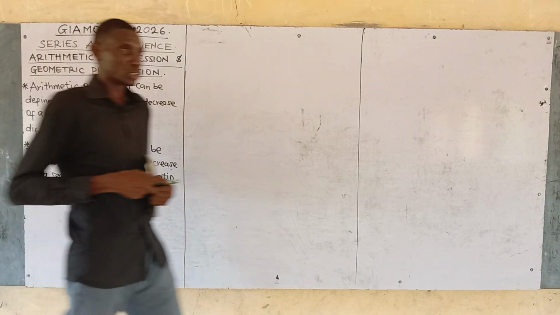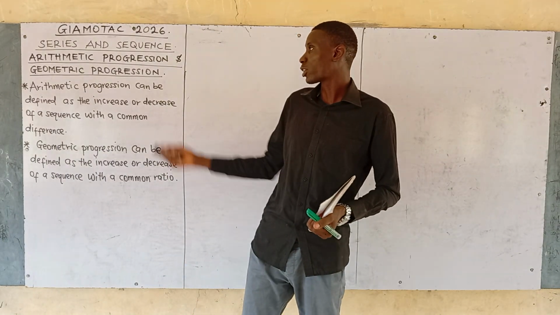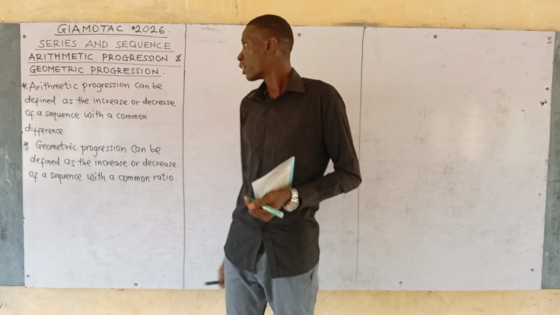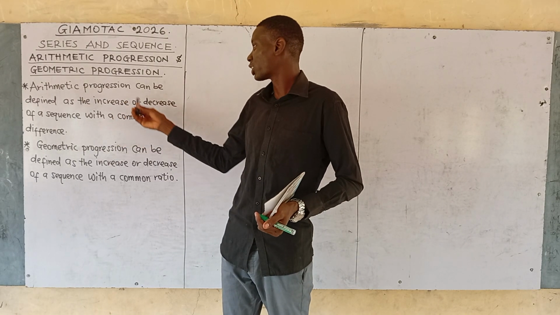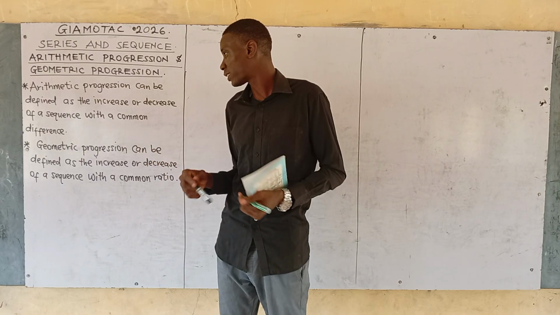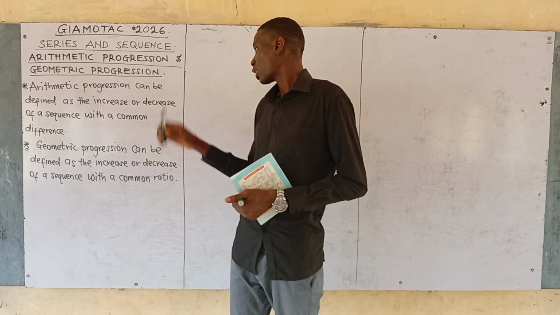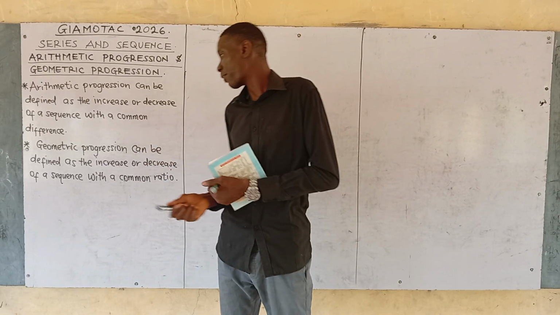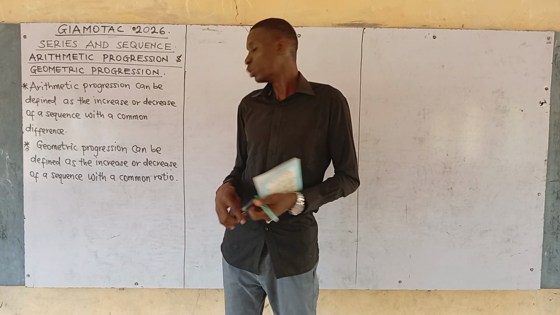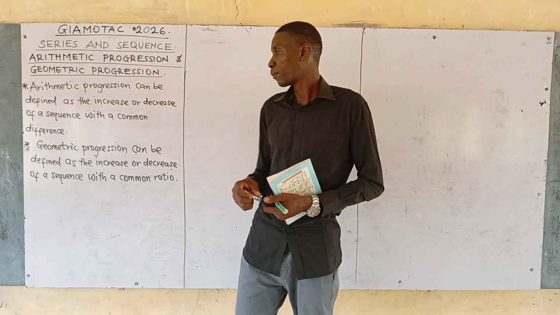Okay, so this is what we call a geometric progression and an arithmetic progression. Our arithmetic progression can be defined as the increase or decrease of a sequence with a common difference, while geometric progression can be defined as the increase or decrease of a sequence with a common ratio.